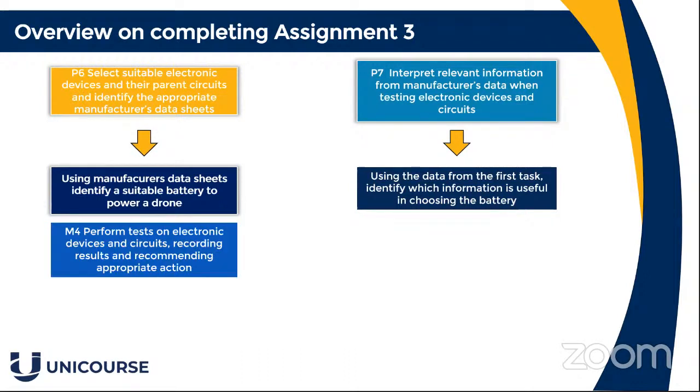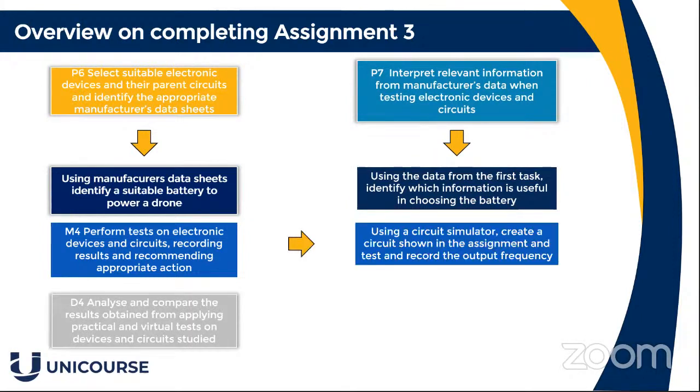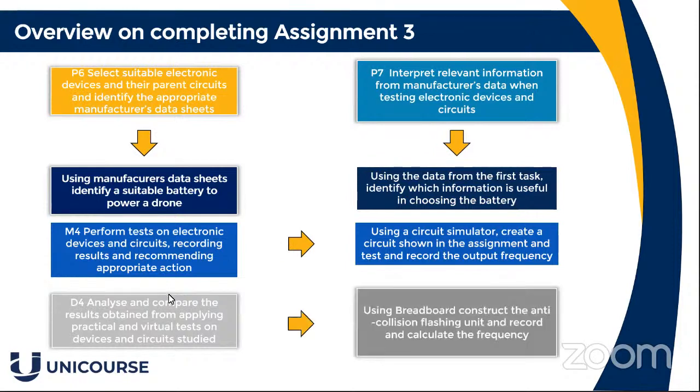The next one we're looking at is performing tests on an electronic device, which is set out in the assignment. That will be done by using a circuit simulator and creating a circuit which you'll put into your assignment, and test to record the output frequency. And finally is by analyzing it. You're going to be looking at the actual hardware side using a breadboard, constructing the circuit using an anti-collision flashing unit, and recording and calculating the frequency using an oscilloscope.